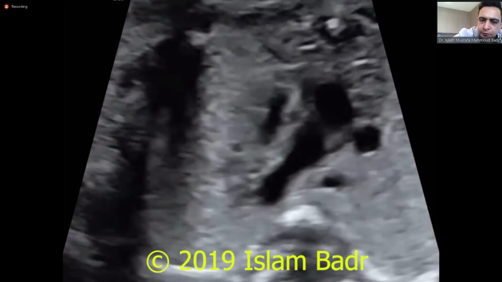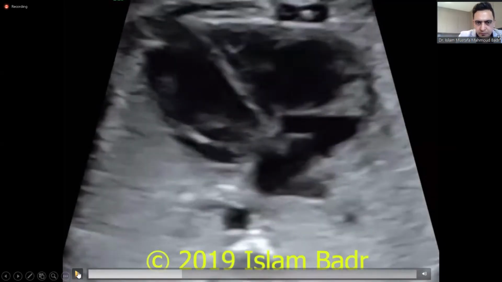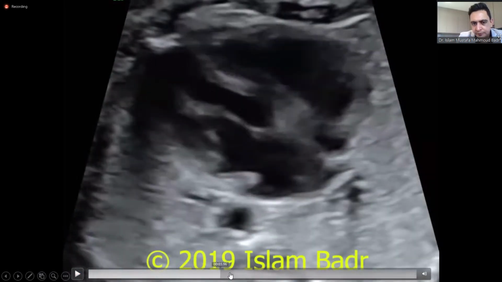Okay, let me try to make it easier for you. This is the left atrium, this is the left ventricle, this is the right atrium, and this is the right ventricle. See what will happen and what will come out of the left ventricle.